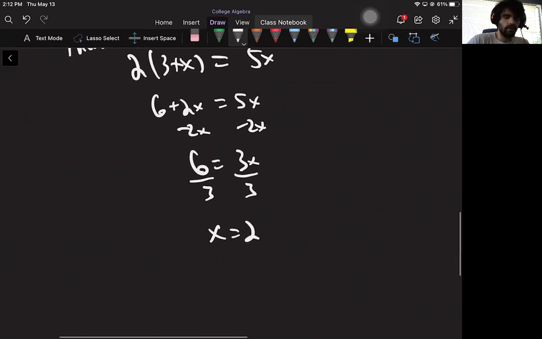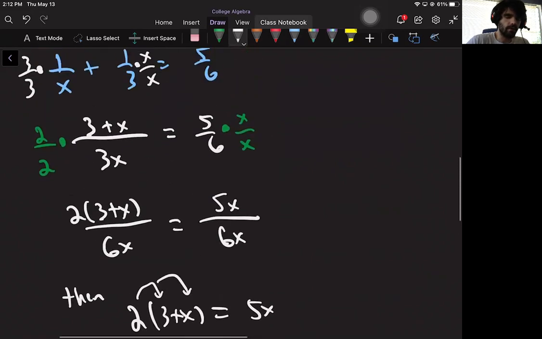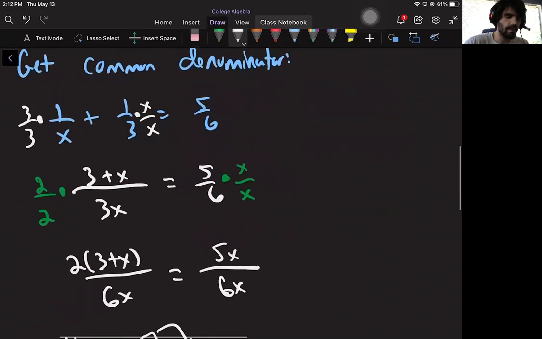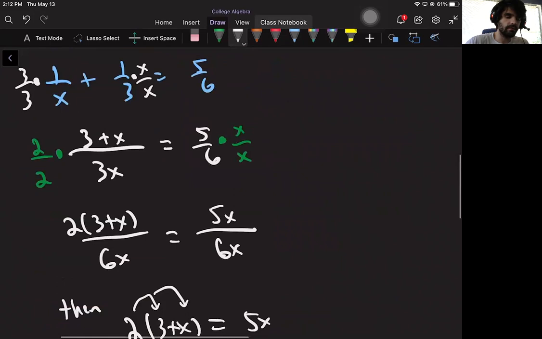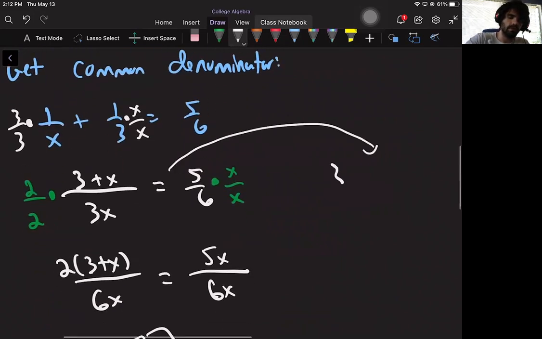And then 2 is an okay answer because the only bad answer was 0. And we divided by 0 here, so since 2 is not 0, that's okay. So that's one way to do it. The alternative way is something called cross multiplying, but it's the same.